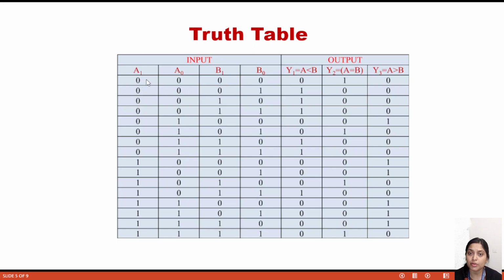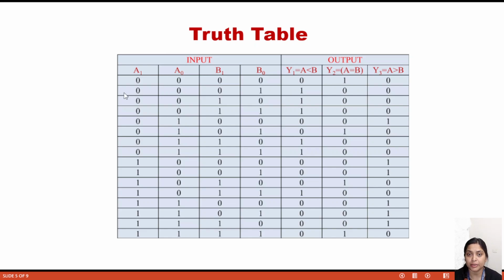First of all, we have to start the comparison in this way. We first check the MSBs, that means A1 and B1. In the first case, A1 and B1 are both 0. As both are equal, we go to the next bit, A0 and B0. Here A0 and B0 are also the same, 0 0, that means A equals B. So I have written 1.